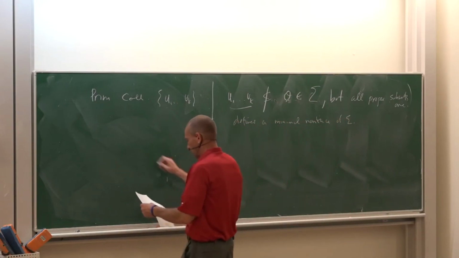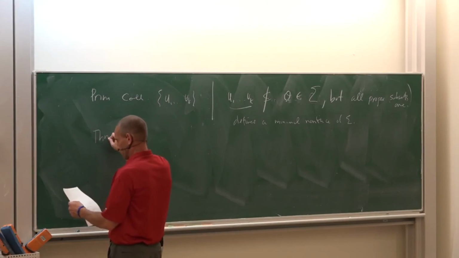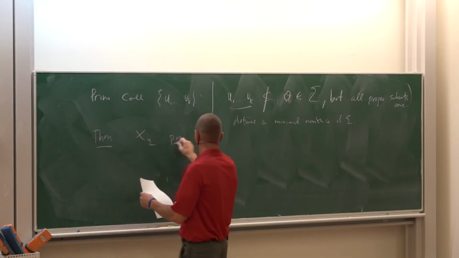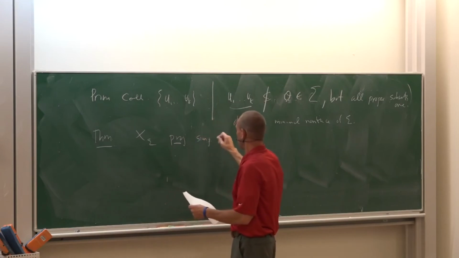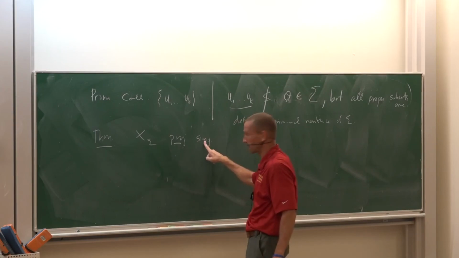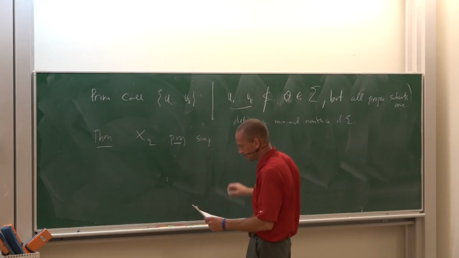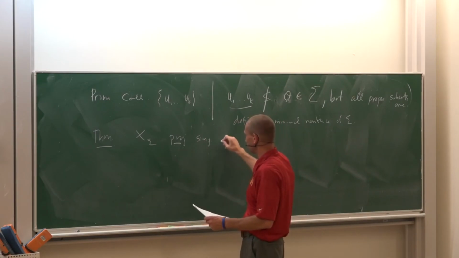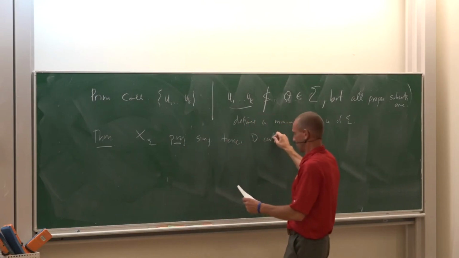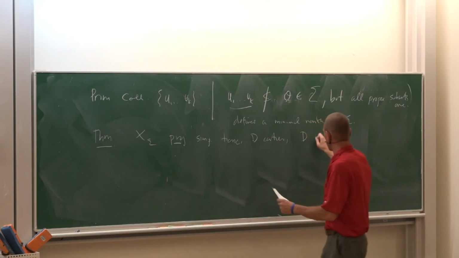And so the theorem, two theorems, I guess: X sub sigma projective simplicial. Notice we've already seen simplicial varieties, smooth simplicial varieties that are not projective. That was the first example at the start. But if this is a projective simplicial toric variety, and D a Cartier divisor, then D is nef.